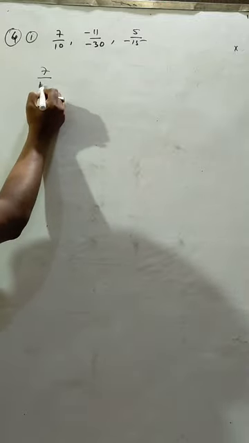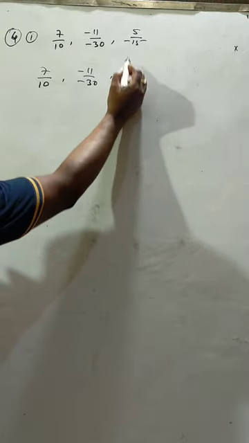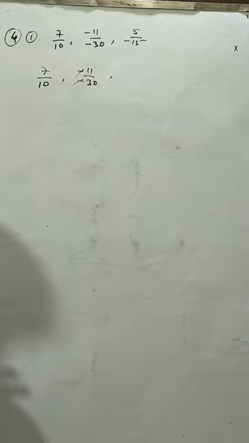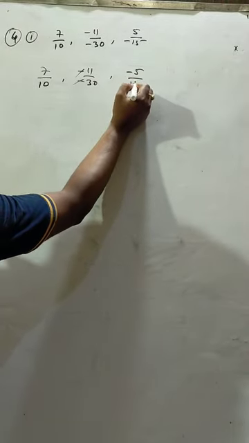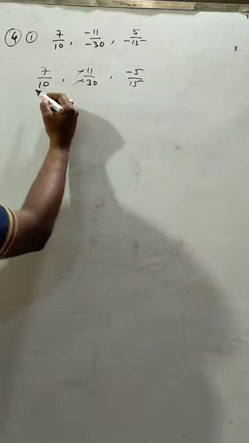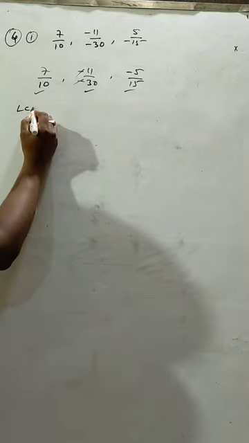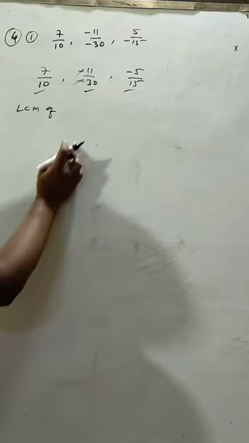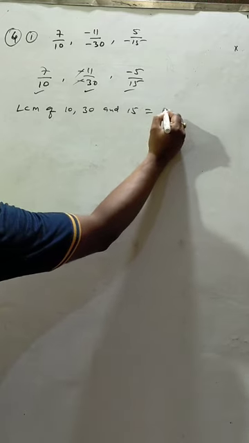So 7 by 10, and for minus 11 by minus 30, the minus signs can be cancelled out because both numbers have the same sign. And 5 by minus 15 can be written as minus 5 by 15. Now find the LCM of 10, 30 and 15. The first process in arranging is to find the LCM of their denominators. That is, the LCM of 10, 30 and 15 is 30.